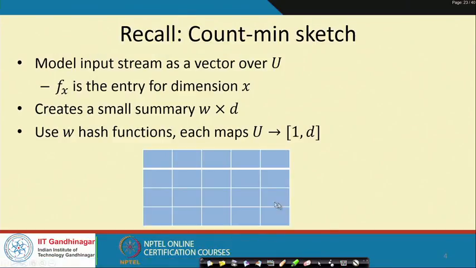So recall, before we go on to our new algorithm, let us recall what the count min sketch was. We are using two parameters, one named w and the other named d. w is the number of different hash functions, and d is the range of each of these hash functions. Given a particular update, the count min sketch would look at where each of the hash functions places that element x, go to the corresponding cell and update it. That is all.